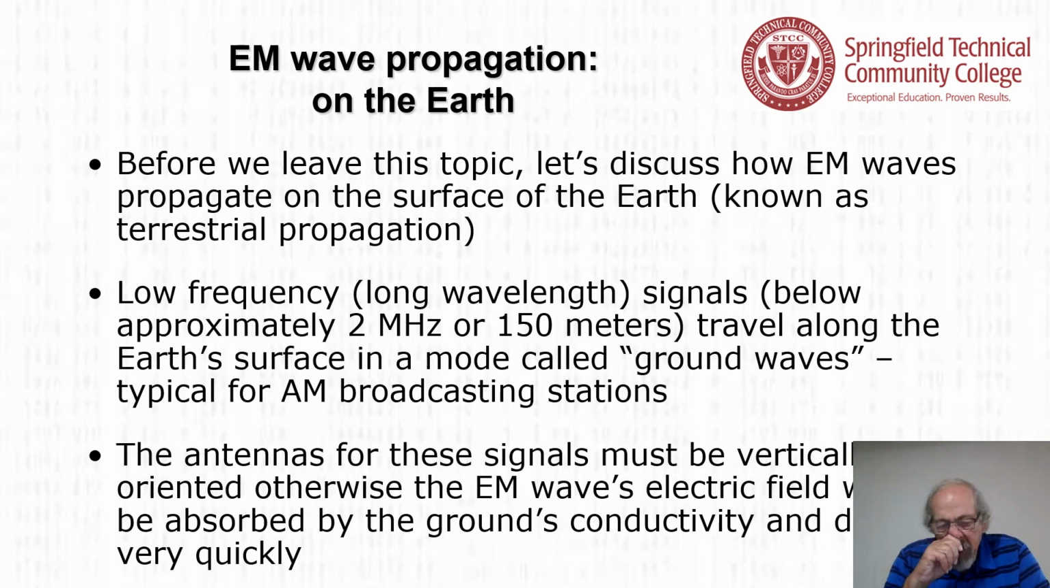Before we leave this topic of electromagnetic wave propagation, let's discuss how electromagnetic waves propagate on the surface of the Earth. That's known as terrestrial propagation. Low frequencies, long wavelengths, signals below approximately 2 megahertz or 150 meters in length, travel along the Earth's surface in a mode called ground waves, which is typical for AM broadcasting stations. The antennas for these signals must be vertically oriented. Otherwise, the electromagnetic wave's electric field would be absorbed by the ground's conductivity and die out very quickly.